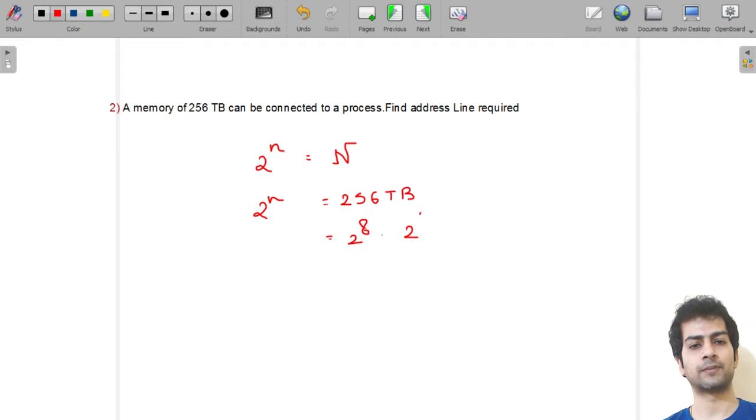This we can write as 2 to the power 8. Terabyte is 2 to the power 40. We discussed it earlier also. So it will become 2 to the power 48. So n, that is the number of address lines, will be equal to 48. This will be our answer. Easy.